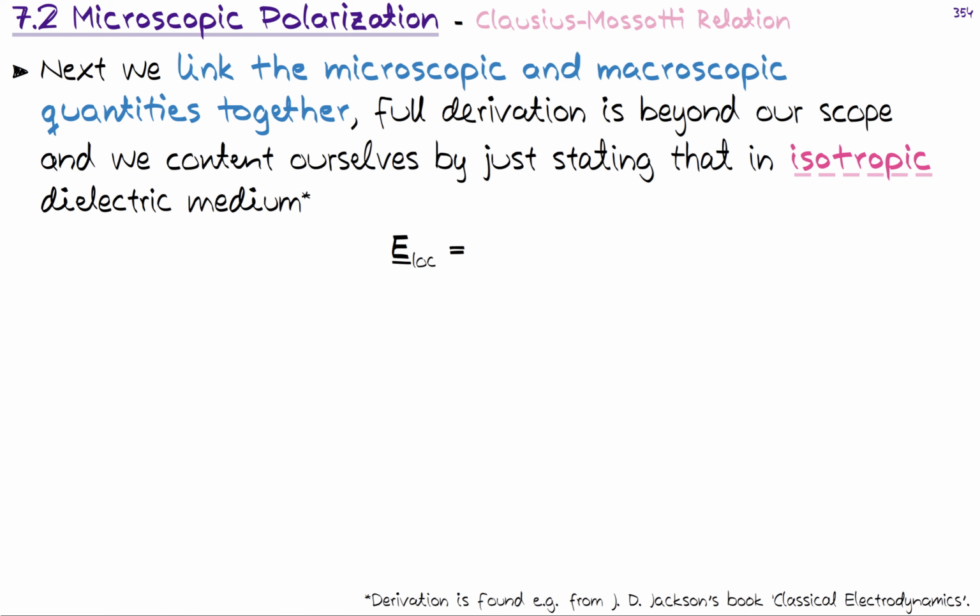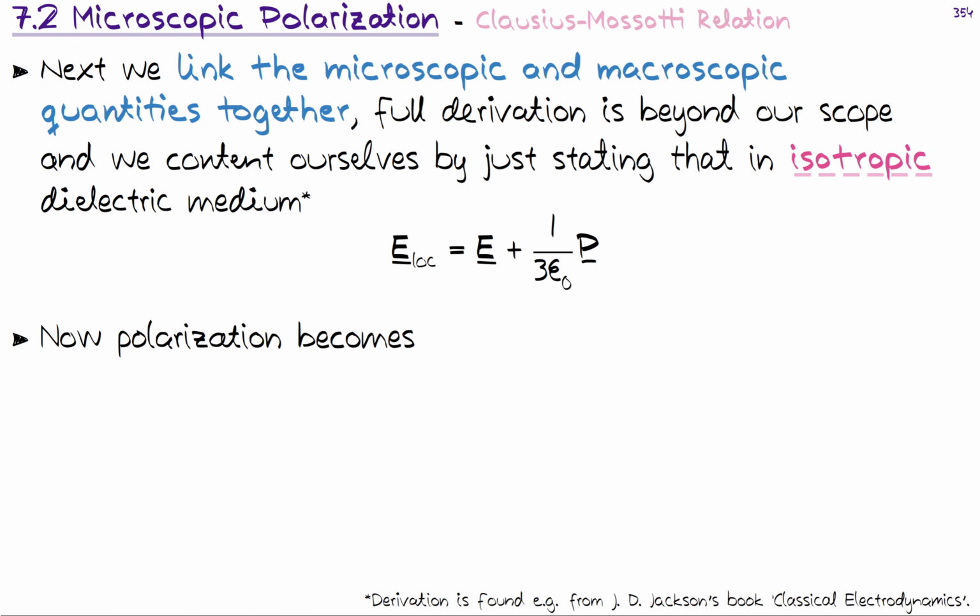So the local field is the incident field plus some kind of contribution from the source polarization itself. So the local field is then of this form. We have E plus 1/3 times epsilon naught, the vacuum permittivity, times the material polarization P. And this allows us to write an equation in terms of the polarization. So we can solve the above equation with respect to P.